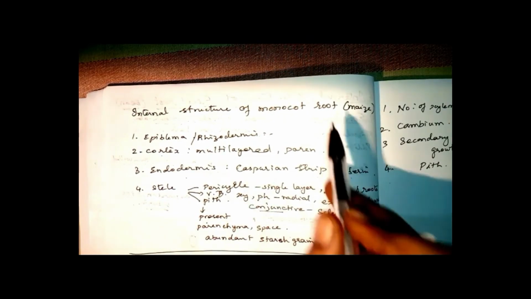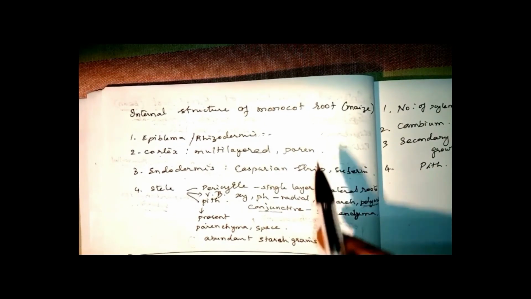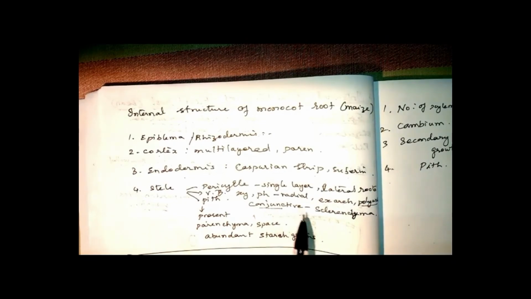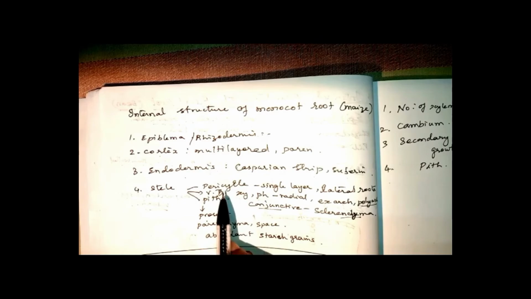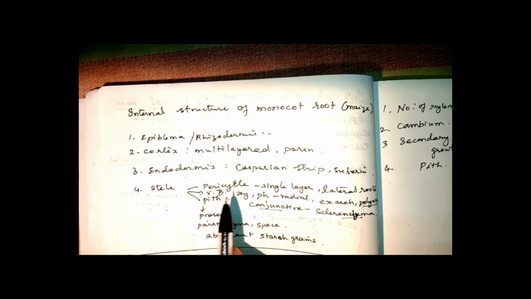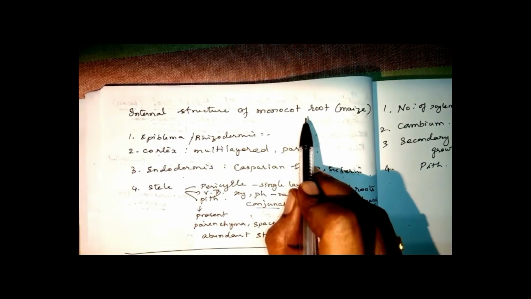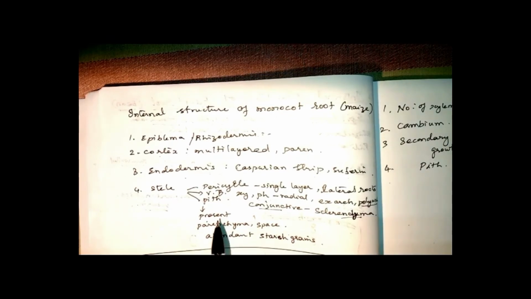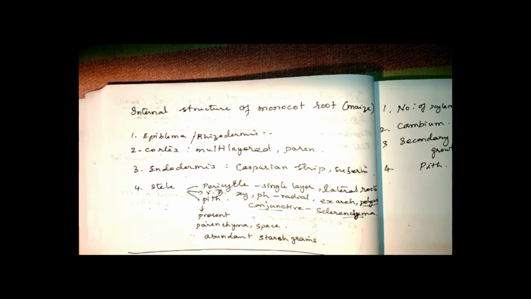So in the dicot root it is made up of parenchymatous tissue, whereas in the monocot root the conjunctive tissue is made up of sclerenchyma. Pith is present. Pith was present only in the young roots of dicot, whereas pith is present in the monocot. So monocot plants are short-lived. Pith will be present throughout their lifetime. Pith will contain parenchyma cells with space in between them, and they store abundant starch grains.